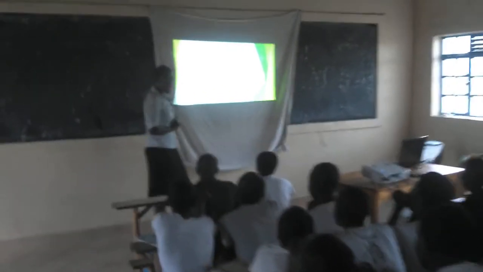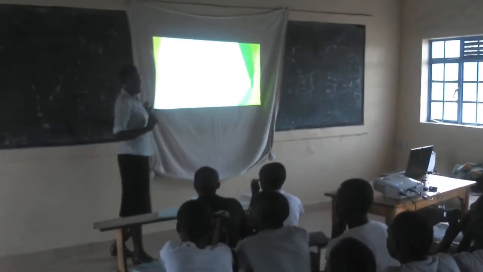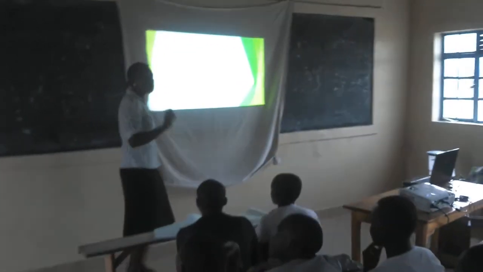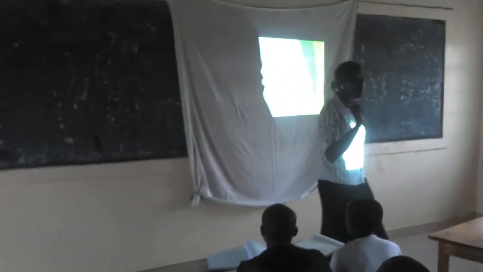So let us find out about those weather instruments that you mentioned and what they do. Which weather elements do they measure? So we shall move on and find out the weather instruments. The weather instruments are so many. Our first weather instrument is the maximum and minimum thermometer. Can someone tell me what a thermometer does? What does it measure? It is an instrument used to measure weather elements. What do you think is measured? Which element is measured by a thermometer?